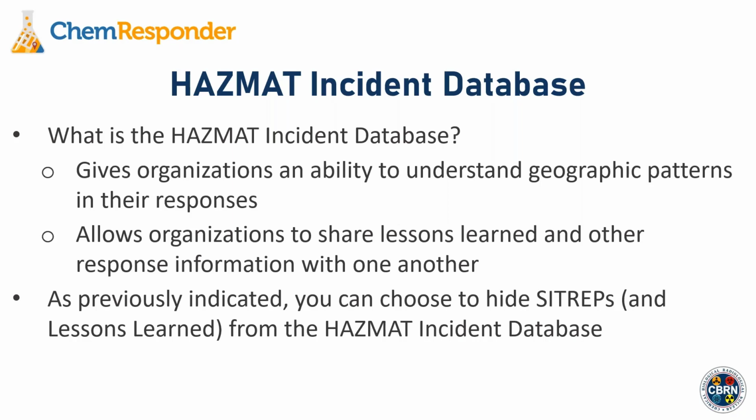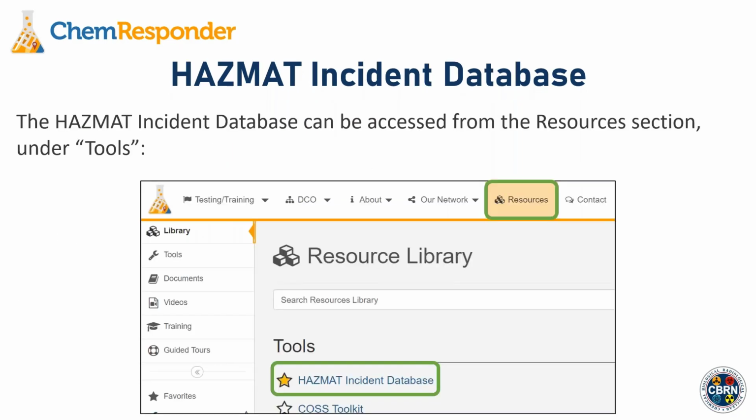And they didn't have an easy means to relay that information to the health department. So they wanted us to explore if there's some way we could close that capability gap with ChemResponder. That's where the idea came from for this. It's still in its version 1 requirements, so we're interested in feedback that folks have based on what they're seeing here. But you can get to this HAZMAT Incident Database by navigating to the Resources section in ChemResponder, and under the Tools, you'll see the HAZMAT Incident Database.